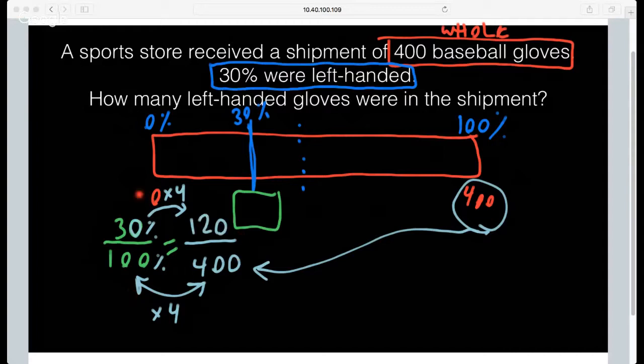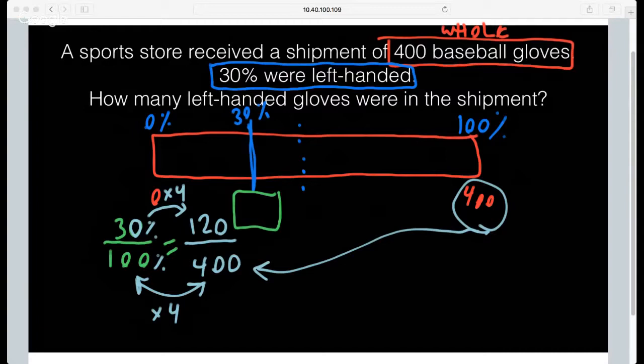I hope this makes sense what we did, right? We went from 100%, which is equivalent to 400 gloves. 30% then is equivalent to 120 gloves. So how many left-handed gloves were in the shipment? 120 out of 400, right? 400 is the whole, 100%, 400. 30% is the part we wanted to know, which we found to be 120, because to go from 100 to 400 is 4 of them, and 4 groups of 30 is 120.